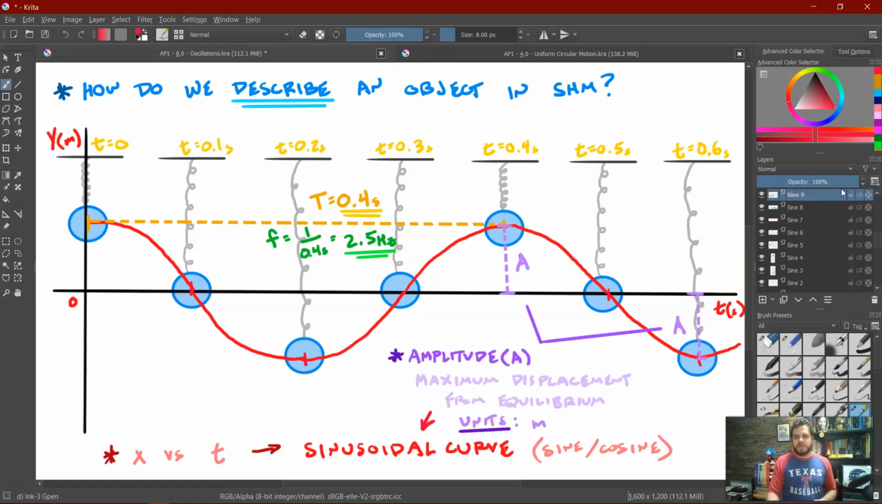Lastly, we can identify something known as the amplitude, and the amplitude is the maximum displacement of the object from equilibrium, and the units of that will be in meters. Now we want to be very, very careful. Amplitude is going from the equilibrium point to the maximum, or the equilibrium point to the minimum. We are not going from the maximum to the minimum. That would be 2 times the amplitude, and that's a very common mistake that we see people making.